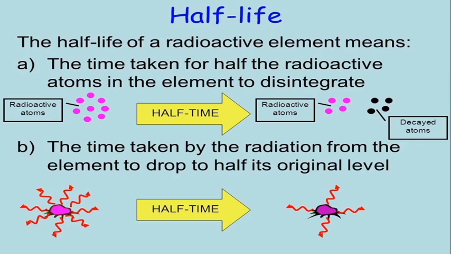So, half-life of a radioactive element is the time interval during which half of the atoms of the given radioactive sample decay. I repeat, half-life is the time interval during which half of the atoms of the given radioactive sample decay, and it is denoted by capital T or capital T half.